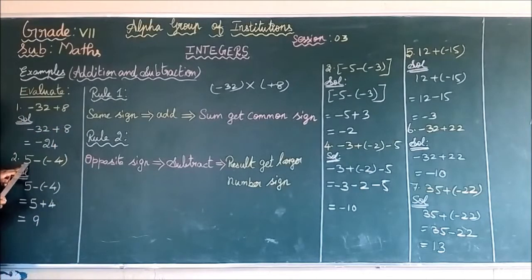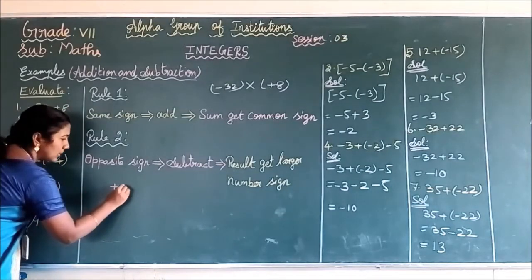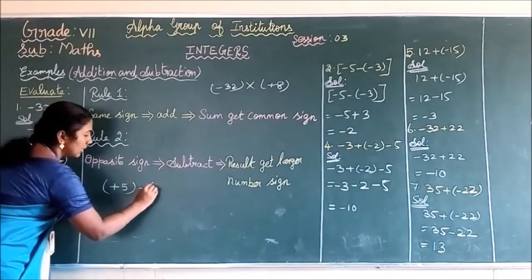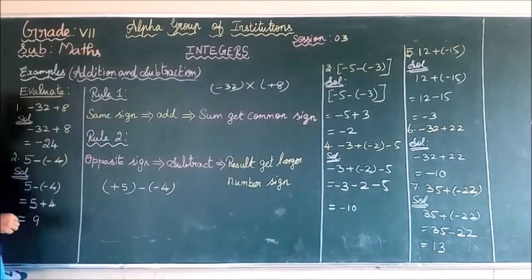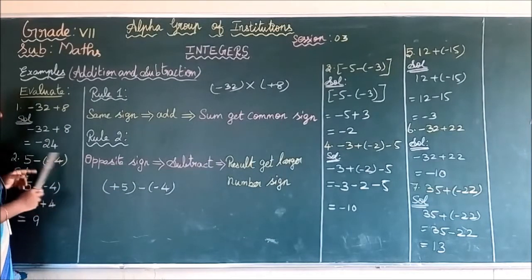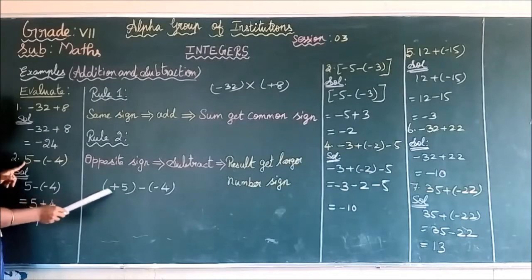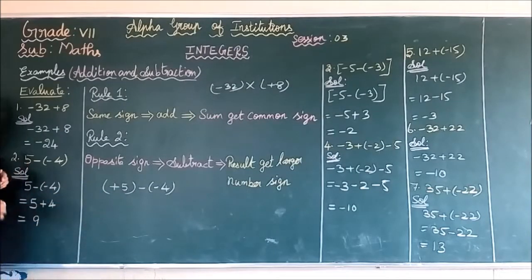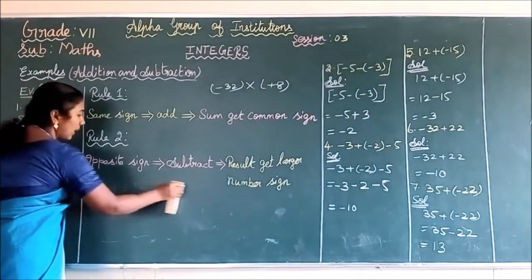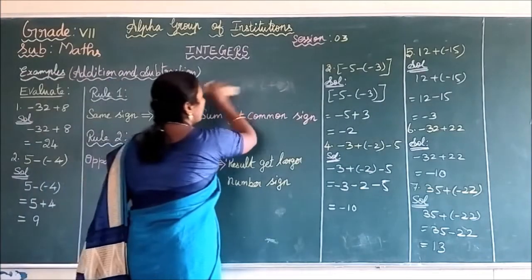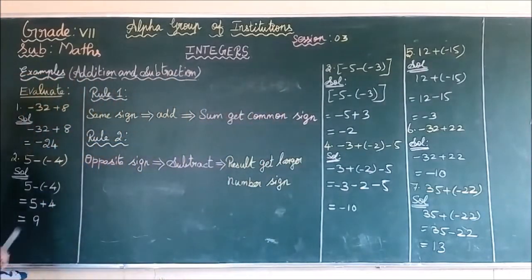See this: 5 minus minus 4. They can also give this sum like this, see, children: plus 5, minus 4. They can give the question like this also. The difference between these two is that here they write simply 5 as it is, but here they include the plus symbol and also the bracket. It's clear, children? So they can give the question with bracket or without bracket. You have to analyze which rule you are going to follow.